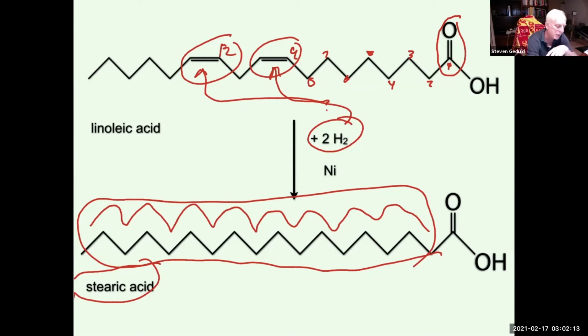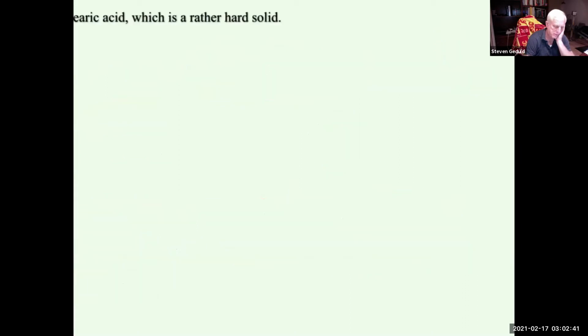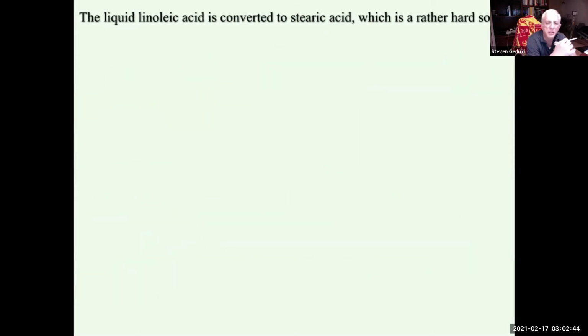Whereas up here in linoleic acid, you had the double bonds, which created a break in the chain, so you didn't get those long chains that could stick together with the London dispersion forces. Okay, so we've converted something that's healthy to something that's unhealthy because people want to feel something when they taste it. Okay, and that's your balanced chemical equation right there. So liquid linoleic acid is converted to stearic acid, which is a rather hard solid.